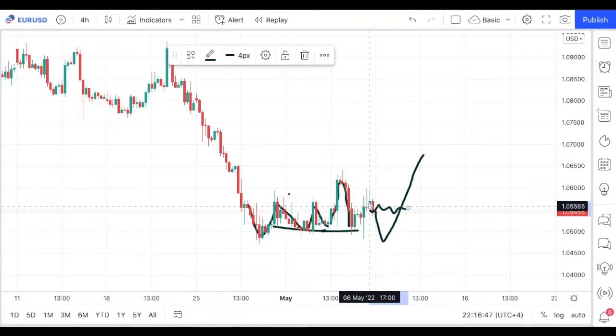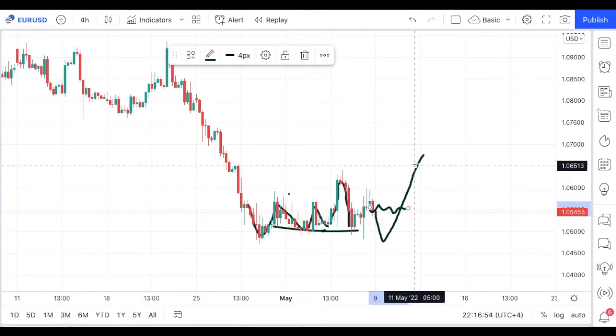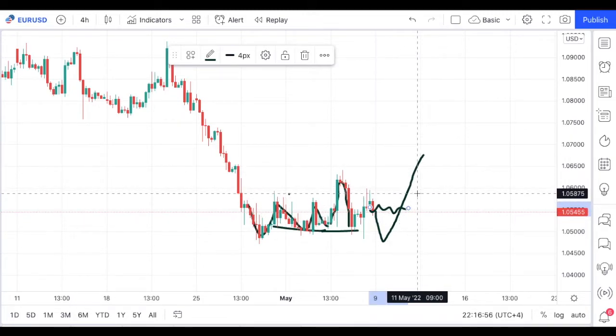But if you're a scalper, you might have selling opportunities and buying opportunities within the week because there is still a chance the market might consolidate a little more before eventually making its move to the upside.